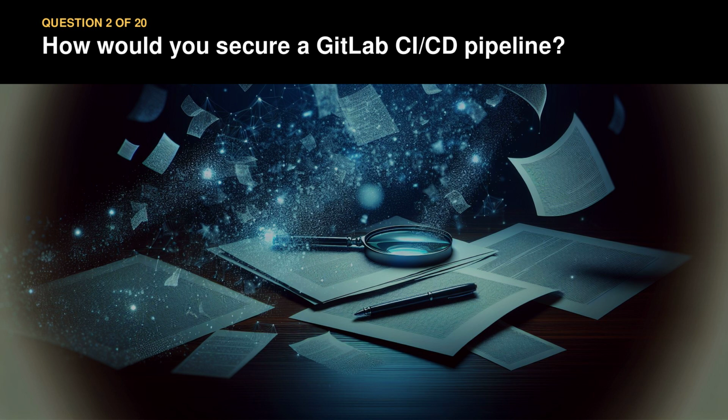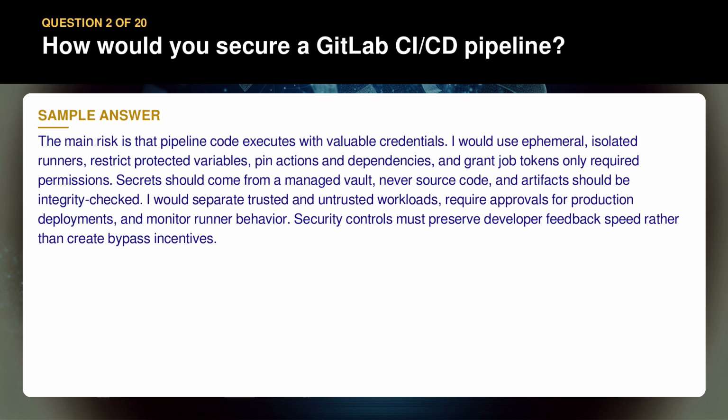Question 2. How would you secure a GitLab CI/CD pipeline? The main risk is that pipeline code executes with valuable credentials. I would use ephemeral, isolated runners, restrict protected variables, pin actions and dependencies, and grant job tokens only required permissions. Secrets should come from a managed vault, never source code, and artifacts should be integrity checked.